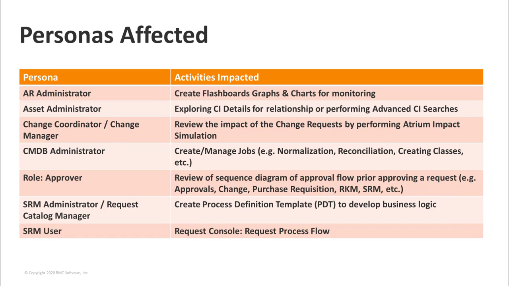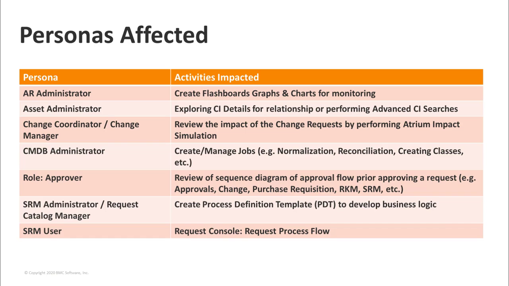The first persona in this table you can see is the AR administrator, who creates the flashboard graphs or charts for monitoring. The second persona that is affected is the asset administrator. The asset administrator's job is to view the CI, explore the CI details for relationships, or perform advanced CI searches.